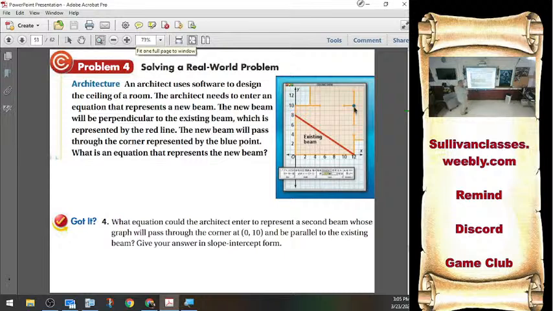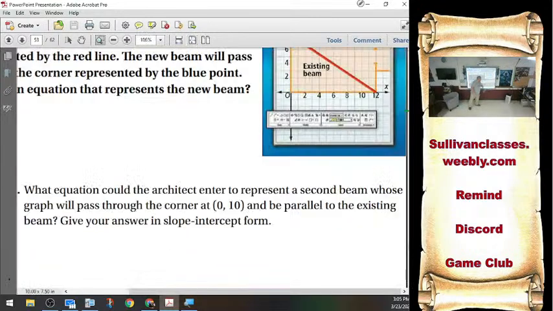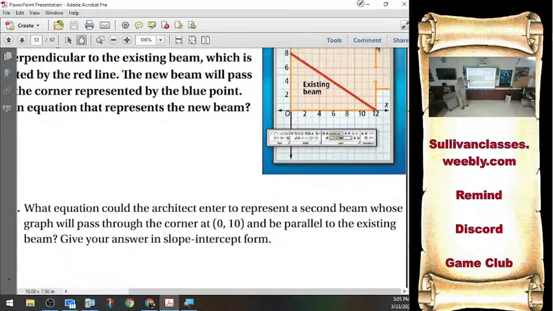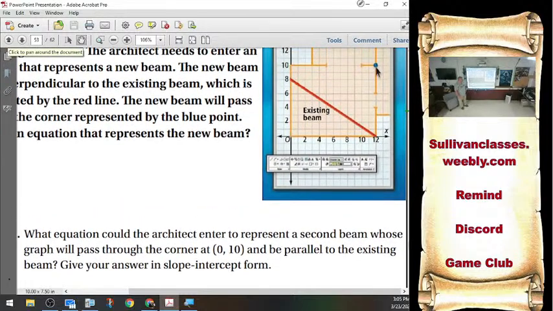They say a second beam, and we're going to go through 0, 10. Ooh, I like that. Parallel to the existing beam. Okay. So it's still the same picture, but they said we need another beam in there through 0, 10, parallel to the existing beam. Blah, blah, blah, do what you just did. Okay? Remember, we just found out that one beam, we know its slope already. It's negative 2/3. How are you going to use that?